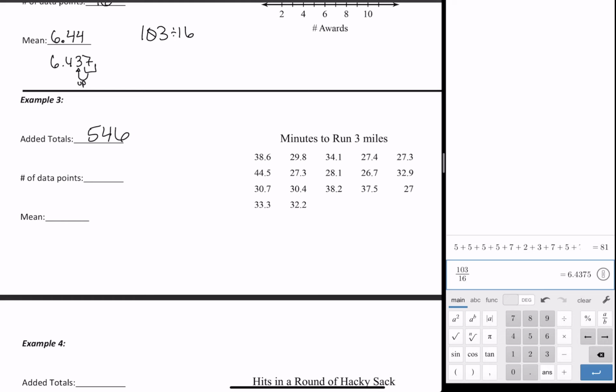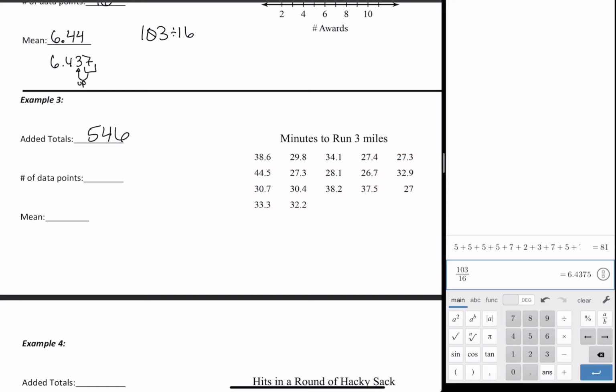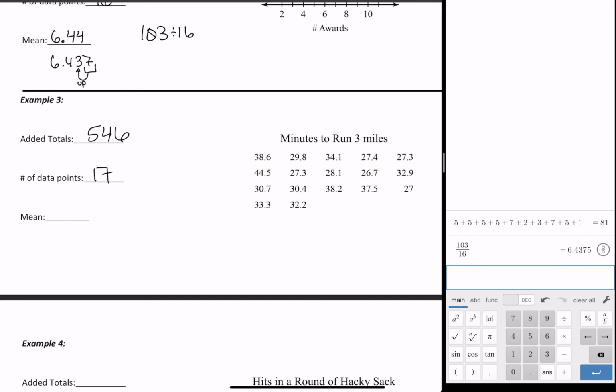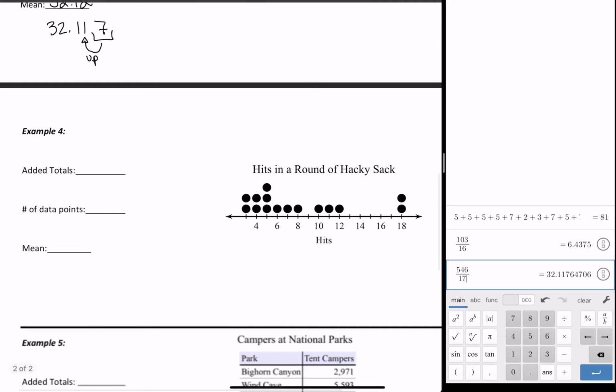And this time we have 1, 2, 3, 4, 5, 6, 7, 8, 9, 10, 11, 12, 13, 14, 15, 16, 17 numbers. So what I'm going to do is I'm going to take 546 and divide it by 17 and then see how we get 32.117. So I don't care about the rest of the decimals. I care about that third one. Well, this third one is greater than 5, so that means that 1 in front of it goes up to a 2 for when I round. Okay?